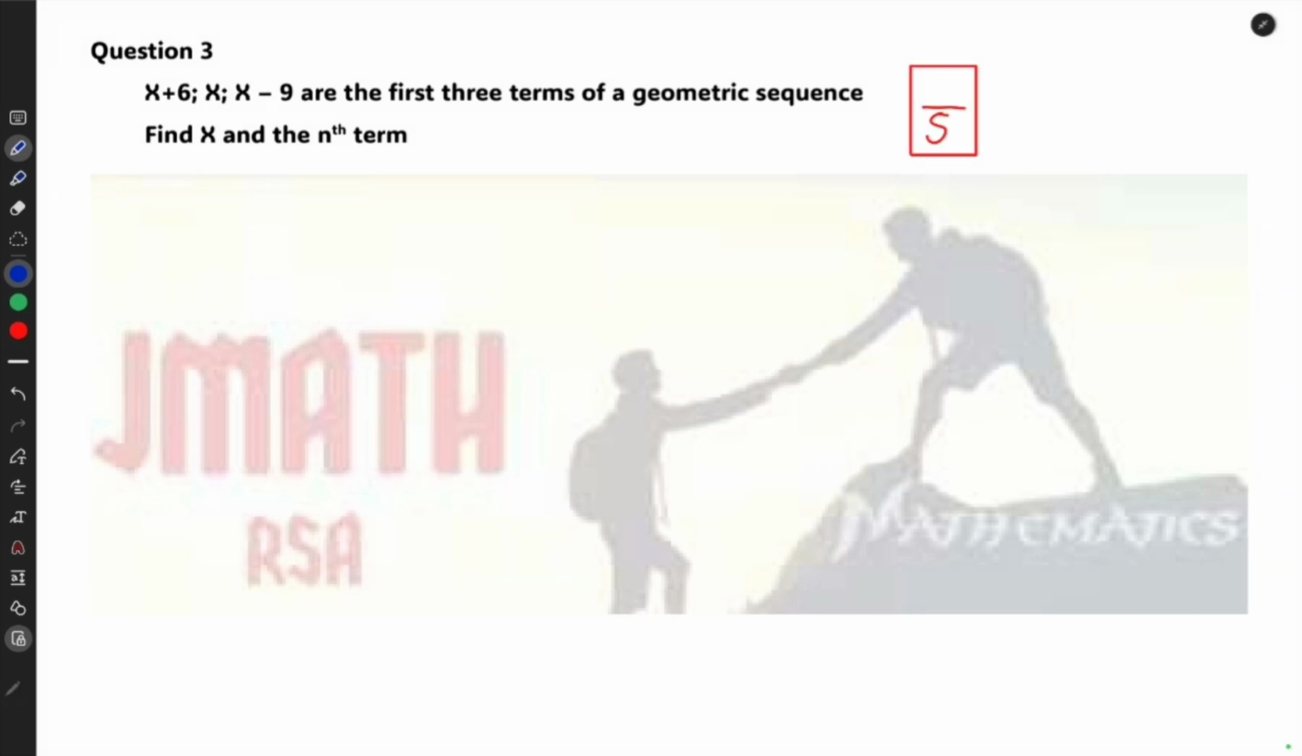Question 3. So now we're getting to the more advanced sums. The previous ones were just: this is the formula, sub in the correct place, get the answer. Now it is pulling on a little bit more deeper knowledge of geometric sequences.